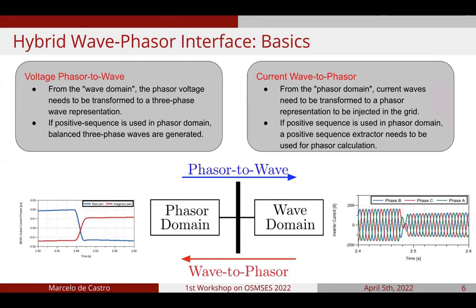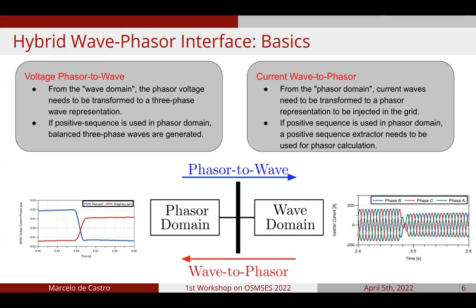To do so, we use an interface bus that has 2 transformations that should be noted: the voltage phasor to wave transformation and a current wave to phasor transformation. The wave domain will recognize the phasor-based representation as a voltage source, and therefore it is necessary to transform the phasor voltage magnitude and angle values into a 3-phase wave source. Since we are using an equivalent positive sequence phasor, a set of balanced 3-phase waves is generated here. However, if we want to include any imbalance, we can just put in a time-varying proportion or something like that, and an unbalanced set of 3-phase waves will also be generated.